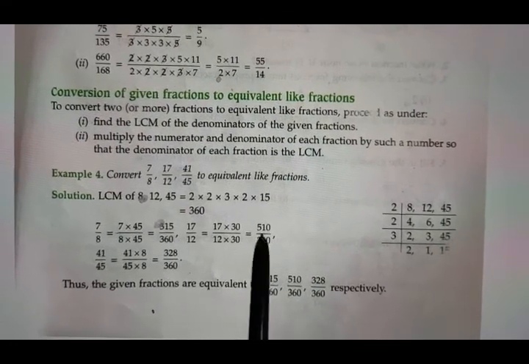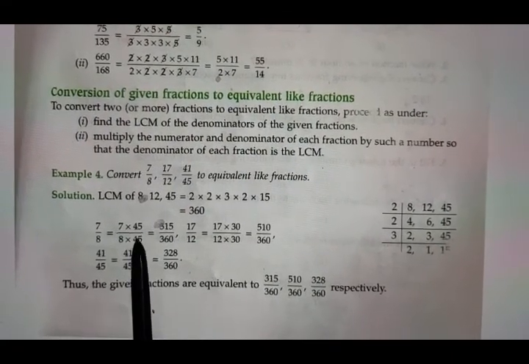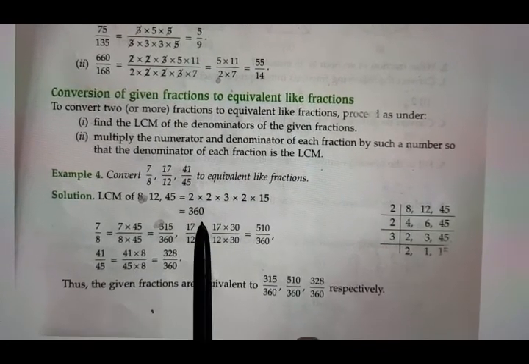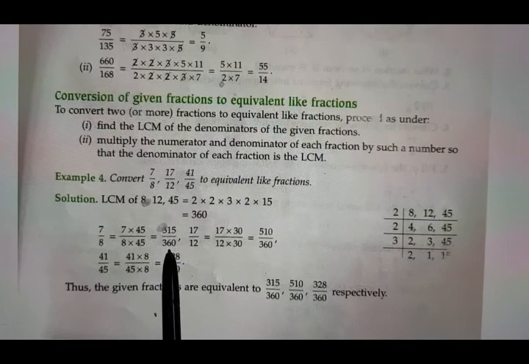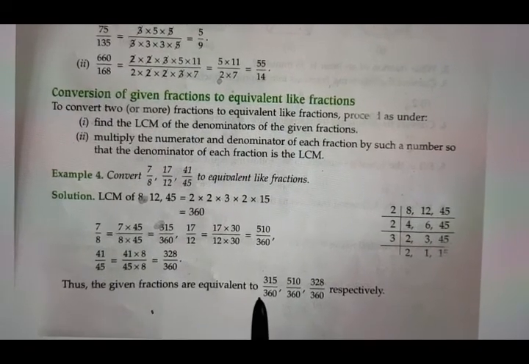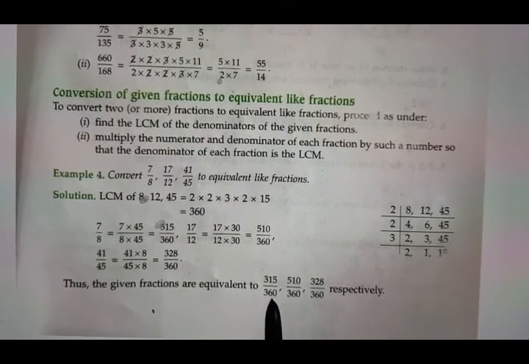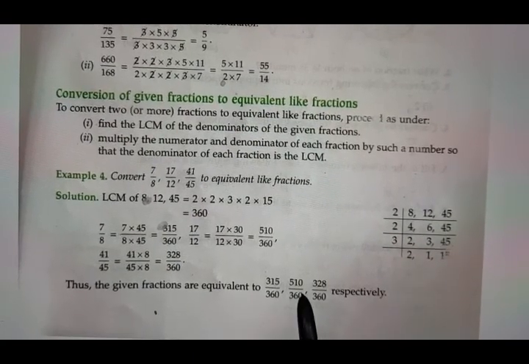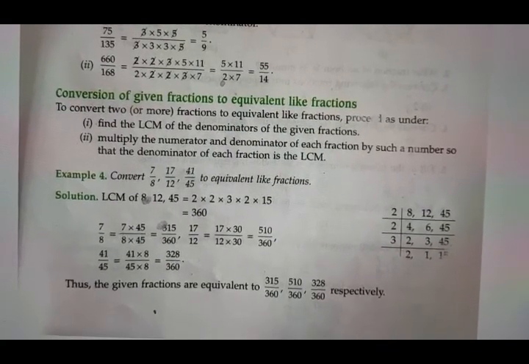So this is how you convert them into equivalent form, like multiplying both the numbers by the same number to get this 360. Once you get all the numbers in the denominator place as 360, now you can easily see it is the equivalent form of the fractions given.